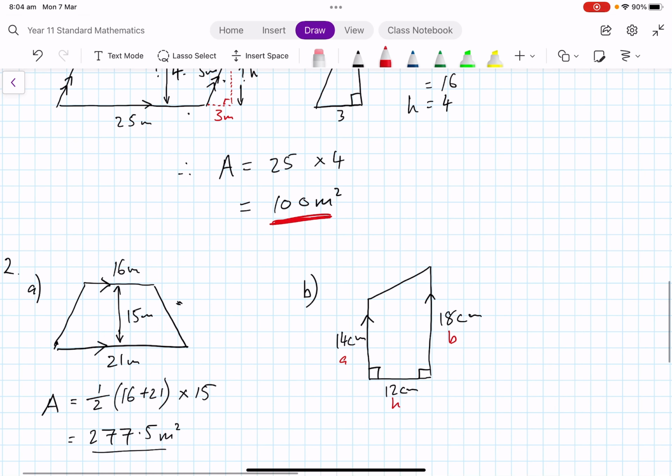And so the area of this figure would be A equals half. Another way you can write it is 14 plus 18, the two parallel sides added together, divided by 2, times the height, or the distance between them. All right, so 14 plus 18 is 32, divided by 2 is 16, times 12. We figure it out, 192 square centimeters.